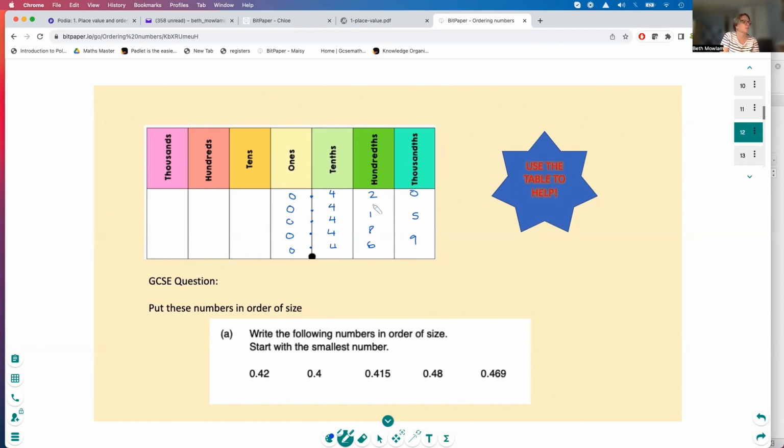So I've got 0 thousandths there, 0, 0, 0. Apologies for my zeros there. It's not looking very nice, is it?